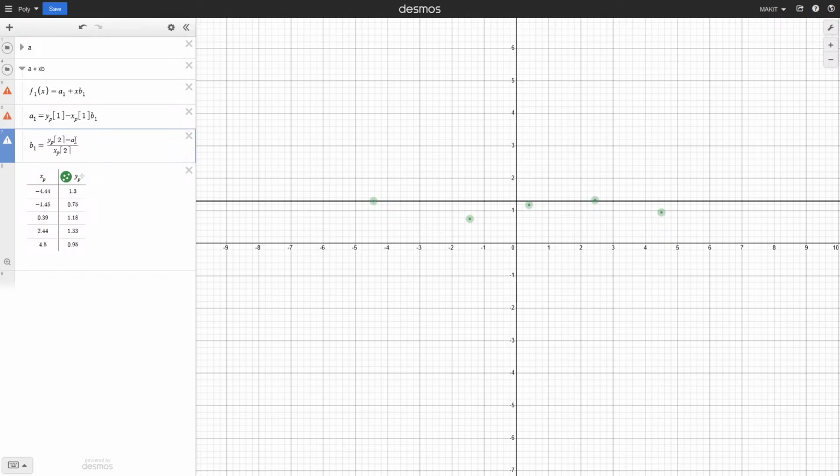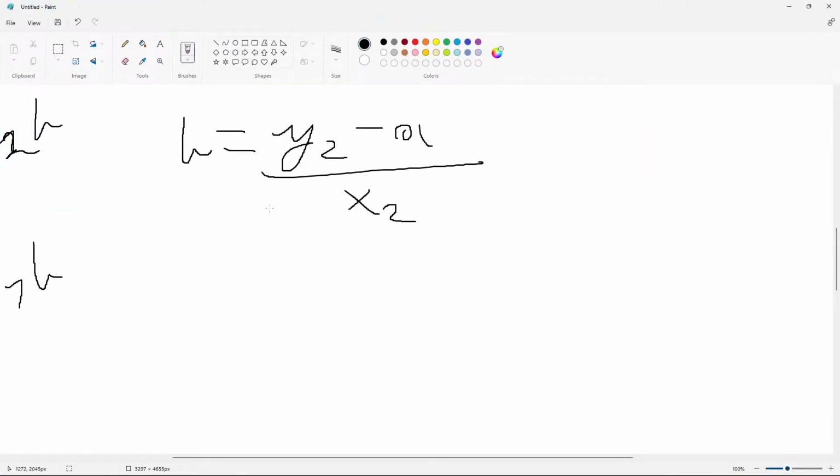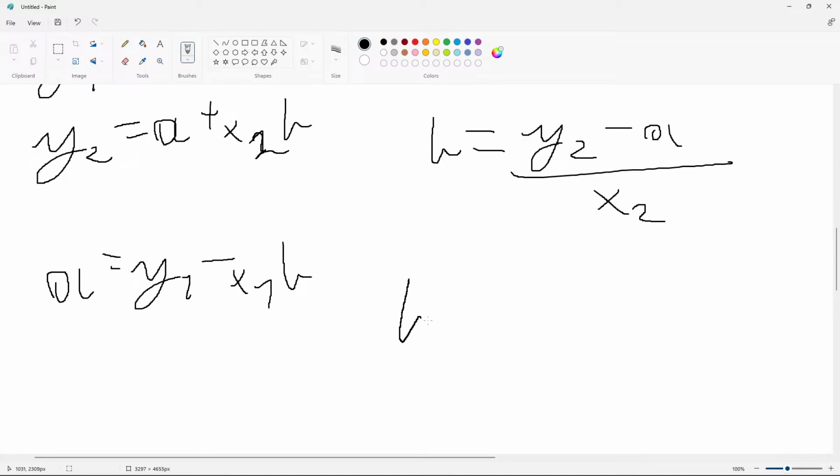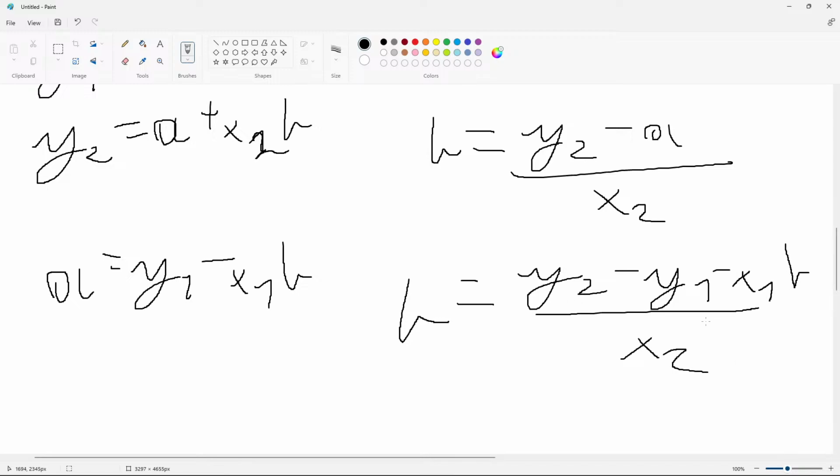Could all enjoy that, except we have a reference in b, we said equal to something with a, and then a we said is equal to something with b. Which means what we have to do instead is replace that a with what it's equal to. So we have b is equal to y2 minus, and include that, y1 minus x1b divided by x2. Actually, right now we cannot even input that because we have a b on both sides. We need b only on one side, and one b, without any mess.